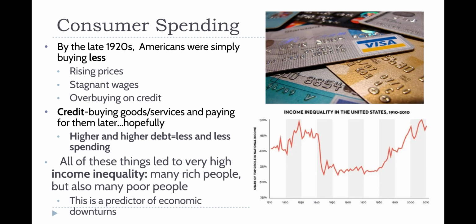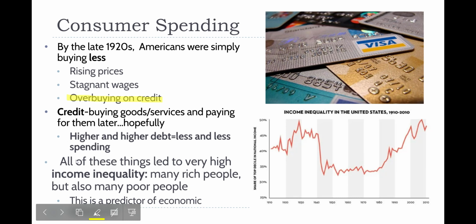Another one that I mentioned slightly before is consumer spending. By the late 1920s, Americans were spending less, and there are a couple different reasons for this. Prices were rising as more and more people bought stuff during the 20s until things got too expensive. That's called inflation. Wages were pretty stagnant, which means people weren't making a lot more money. A lot of profit was going to businesses, but not necessarily to workers. If people couldn't afford things, they started overbuying on credit. Once you take on too much debt, eventually you're going to have to cut back your spending or you're going to have a big problem in the future. Either way, both of those things are going to cause problems for the economy.